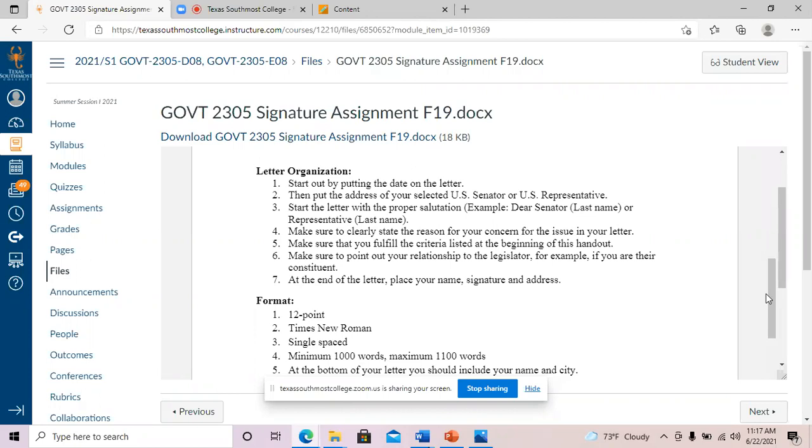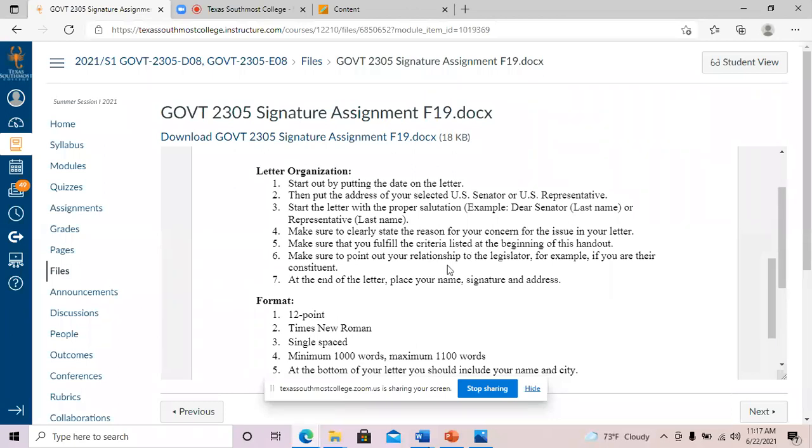Start the letter with the proper salutation. Example: Dear Senator, or Dear Senator Cruz, Dear Senator Cornyn, or Representative Vela. Make sure of this, because this is supposed to look like a real letter. Clearly state the reason for your concern for the issue in your letter. If you're writing to this member of Congress, you have to get to the point. They have to be able to pick up really quickly why you're writing to them. Make sure you clearly state why you're contacting them through that letter on that day. Make sure that you fulfill the criteria listed at the beginning of this handout, which is all those different steps we just talked about.